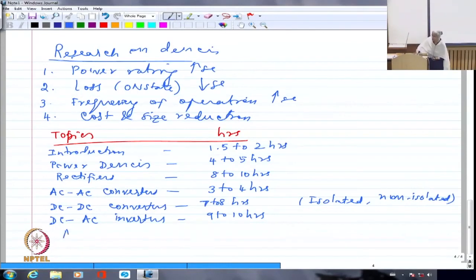In fact, there is more to power electronics than this, but I'm only uncovering some portions so that you would be able to proceed further if you are seriously interested in a particular topic. So I would say applications may be 3 to 4 hours.